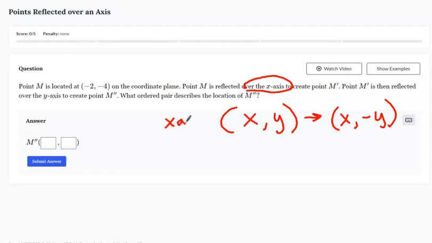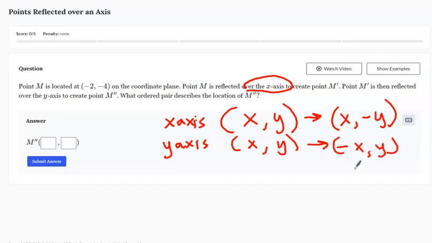So if you are going over the x-axis, you are changing the sign of the y-coordinate. If you are going over the y-axis, then you are changing the sign of the x-coordinate. So for this problem here, the first set of directions are that you are going to reflect point M over the x-axis. So point M is going to be reflected over the x-axis.